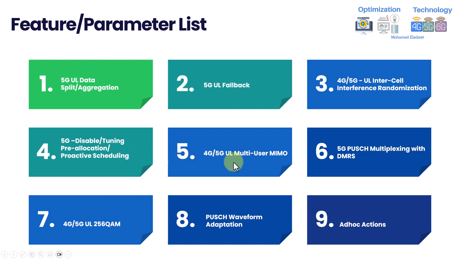Then we'll be speaking about 5G uplink multi-user MIMO and user multiplexing. Then we'll go through uplink 256 QAM and user waveform adaptation, and these two features I already explained before, so I will be referring to the previous videos. At the end we'll cover something called ad hoc actions, which can be done in particular scenarios. These have some dependencies on the configuration of the network, and sometimes different vendors can support different functionality.